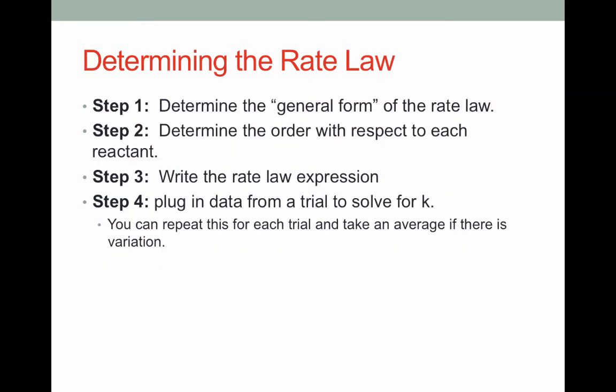We can follow 4 simple steps to determine a rate law. First, we determine the general form of the rate law. We'll go through each of these steps for a reaction so you can see what I mean. Then we determine the order with respect to each reactant. Once we have these values, we can write the rate law expression. And finally, we can use experimental data to plug in and solve for K.